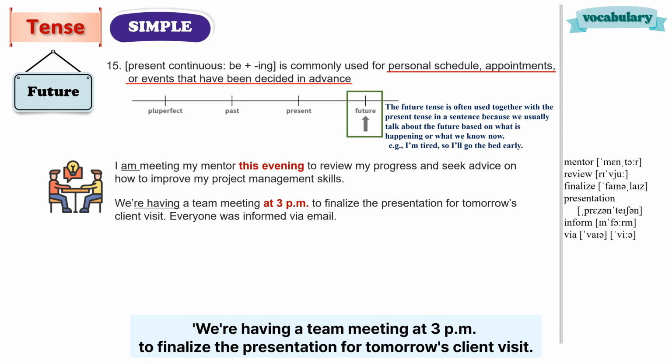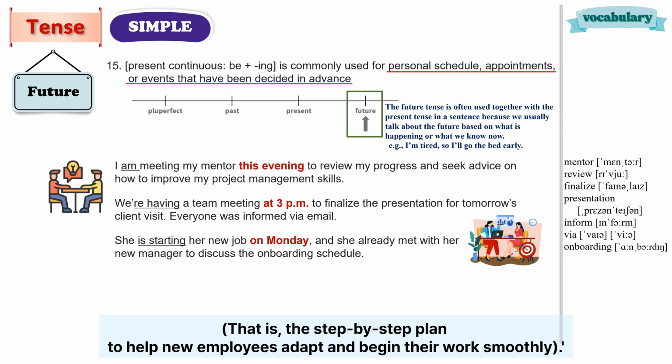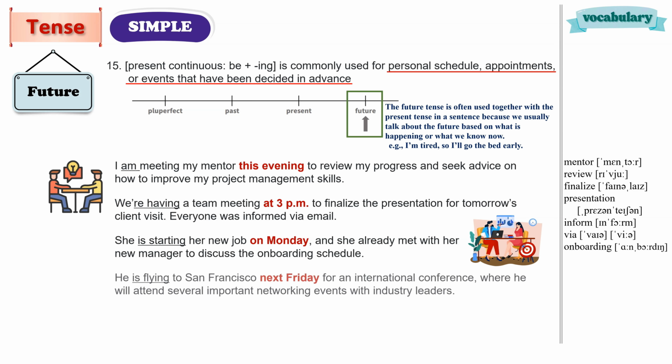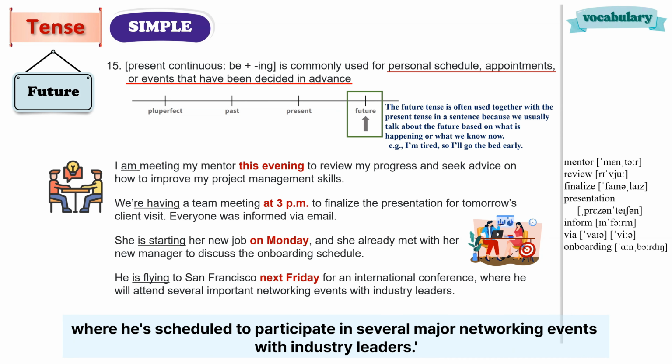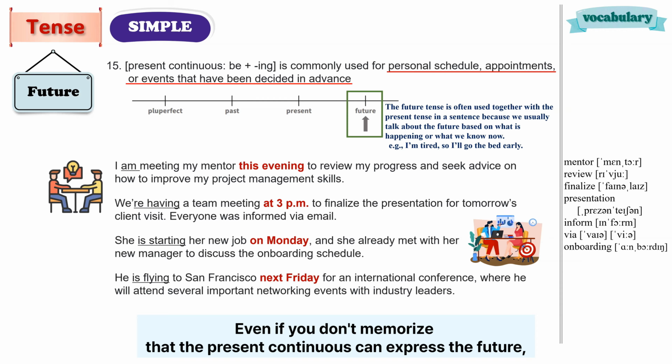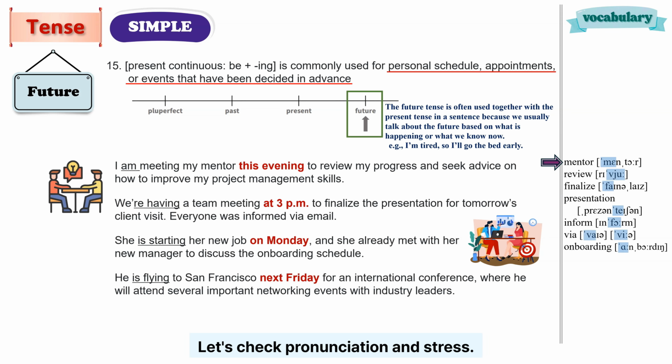She's starting her new job on Monday, and she's already met with her new manager to discuss the onboarding schedule. That is, the step-by-step plan to help new employees adapt and begin their work smoothly. He's flying to San Francisco next Friday to attend an international conference, where he's scheduled to participate in several major networking events with industry leaders. Even if you don't memorize that the present continuous can express the future, the red time markers make its future meaning clear from context. Let's check pronunciation and stress.